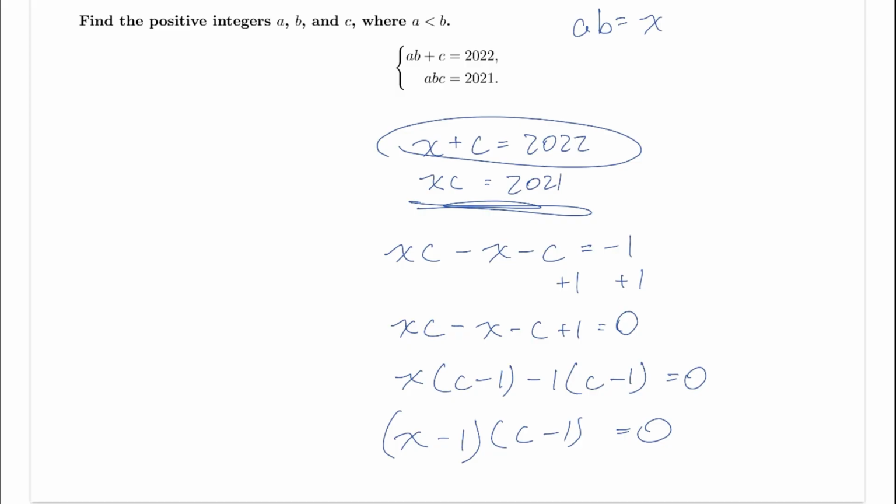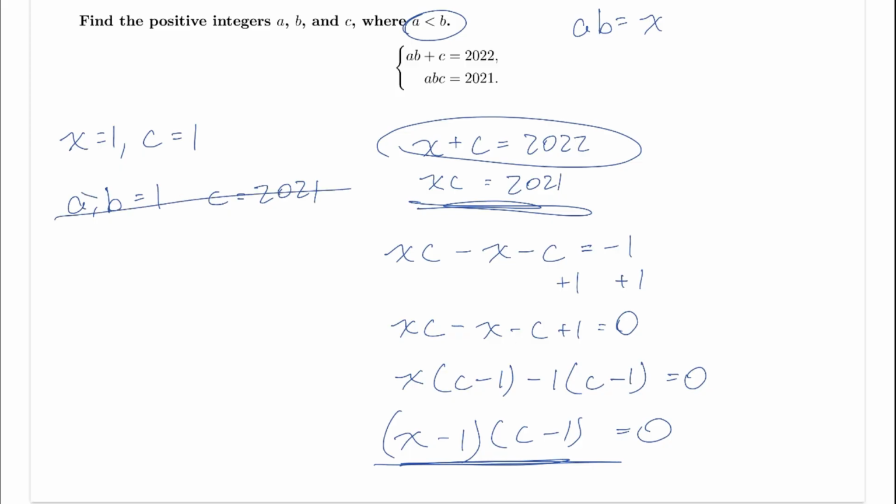And so our two solutions to this equation, at least, are going to be x equals 1 and c equals 1. Now, the only way that x is going to equal 1 is if a and b are both equal to, not 0, a and b are both equal to 1. And that means that c would equal 2021. However, because a must be less than b, this solution does not work. So we're going to cross that out.